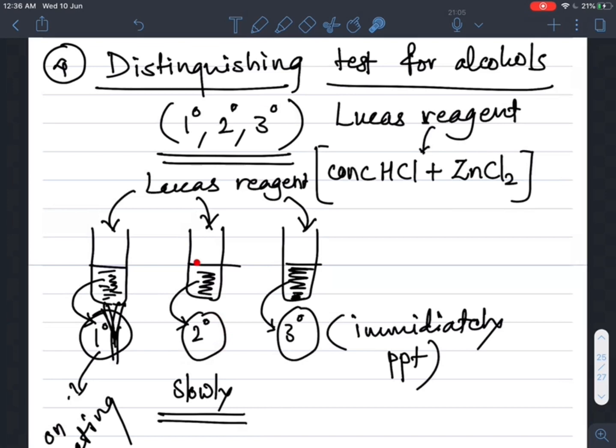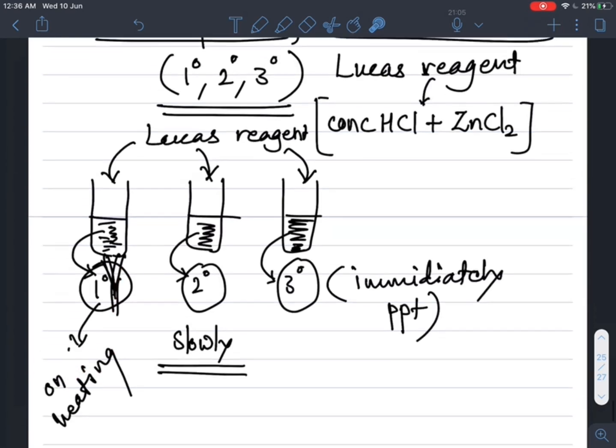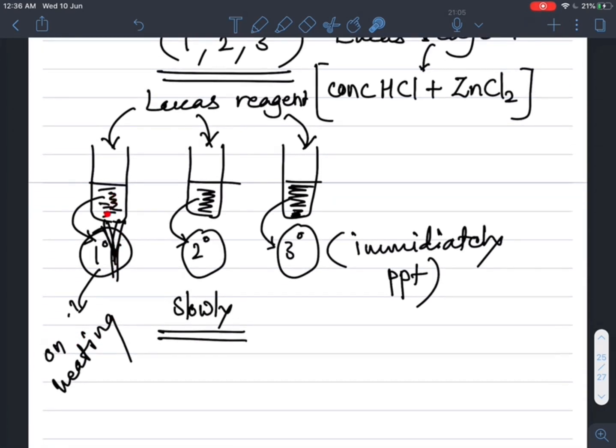In secondary alcohol solution, this turbidity is observed but slowly. After a long time, we can observe the turbidity. It means a slow reaction takes place with the Lucas reagent, and we can identify the presence of secondary alcohol. But in the case of primary alcohol, there is no turbidity, and only after heating is the turbidity observed.